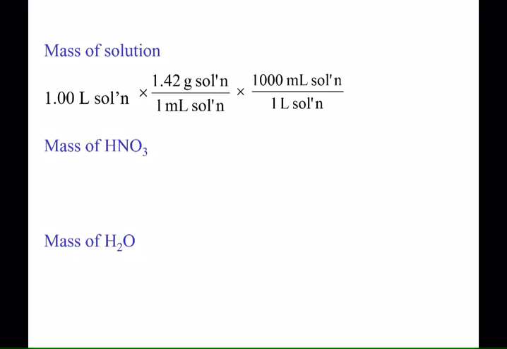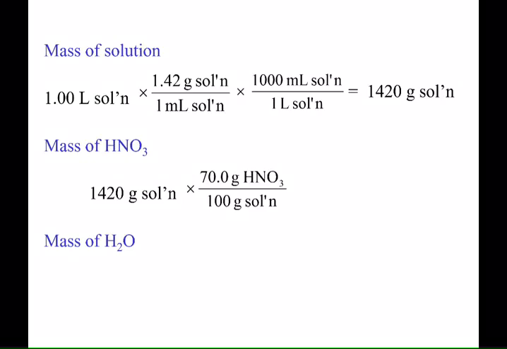So rounded to 3 sig figs, we have the mass, like I said, is 1,420 grams. So for the mass of nitric, we're going to use the weight percent. This is our starting point, 1,420 grams of solution. We want grams of solution to cancel, so we're going to use the unflipped version. 70 grams of nitric over 100 grams of solution. Rounded to 3 significant figures, your mass of nitric is 994 grams of pure nitric.